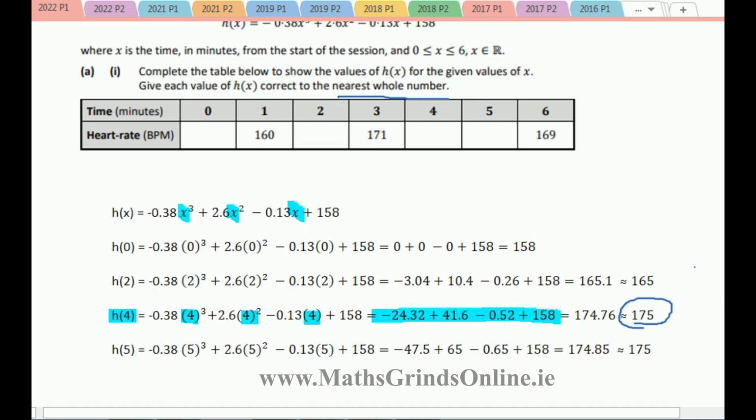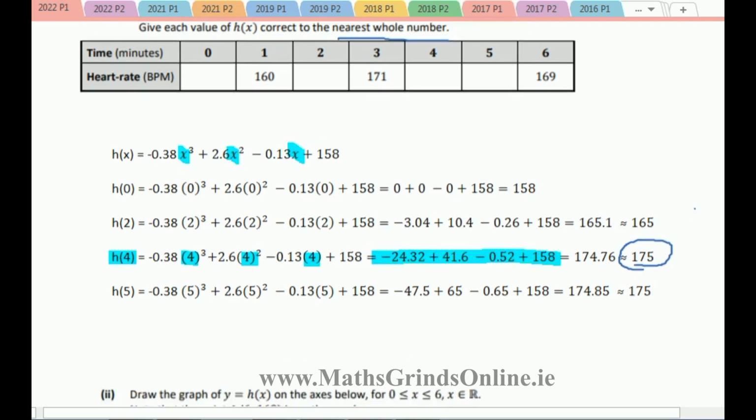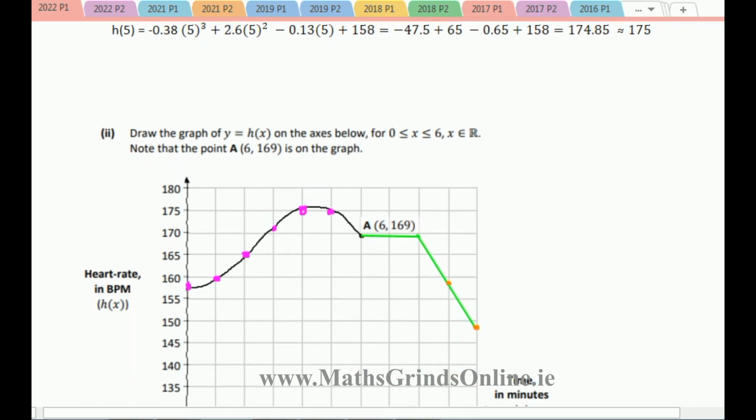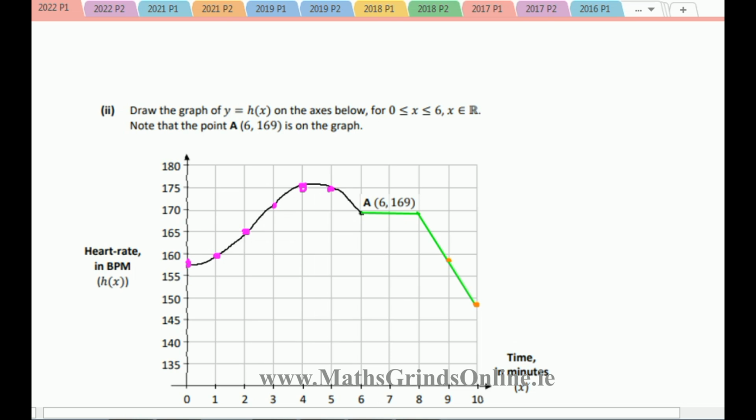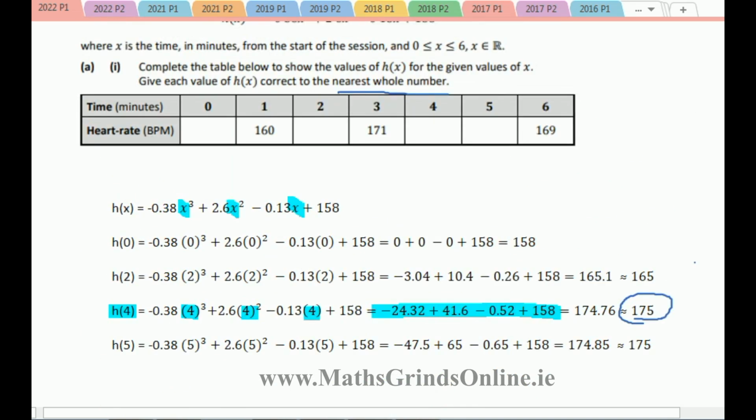Again, you can see all the calculations for the other numbers. That's the first part of the question, and the second part is to draw the graph using these numbers. So from here, we've got 0, 158. These are my answers here. For 2, I've got 165, 4 is 175, and 5 is 175 as well. And obviously there are more numbers in the table as well: 1, 160, 3, 171, and 6, 169.